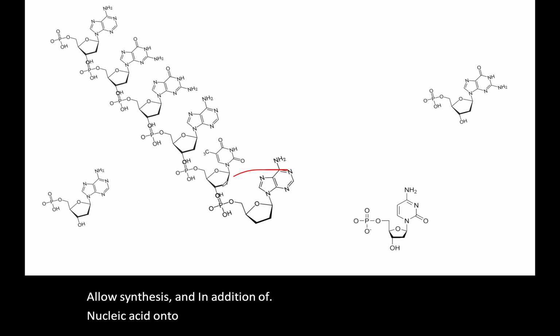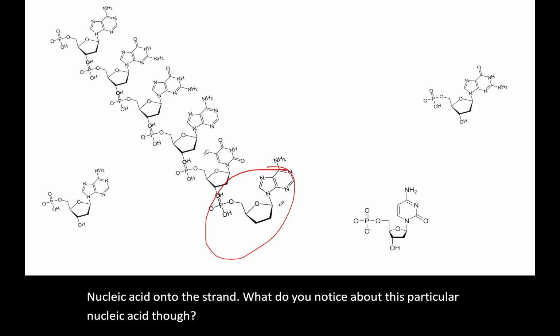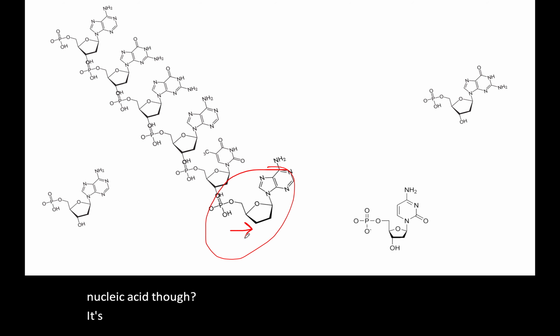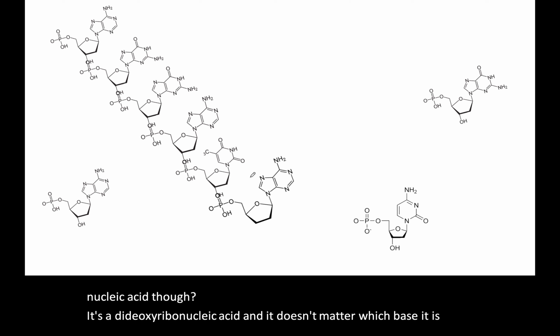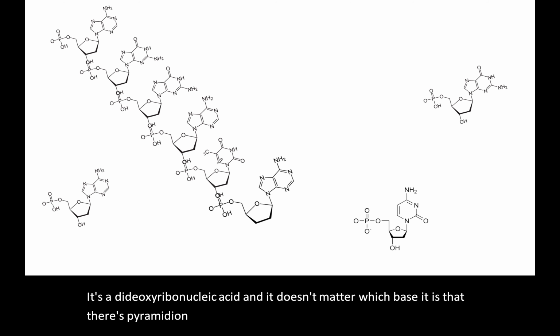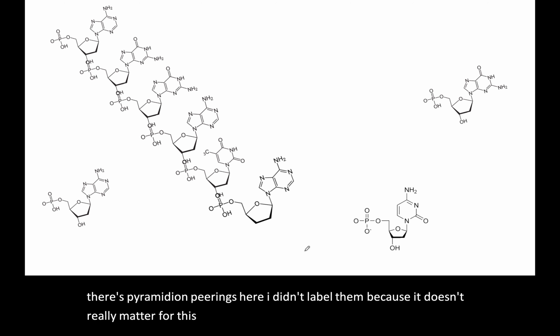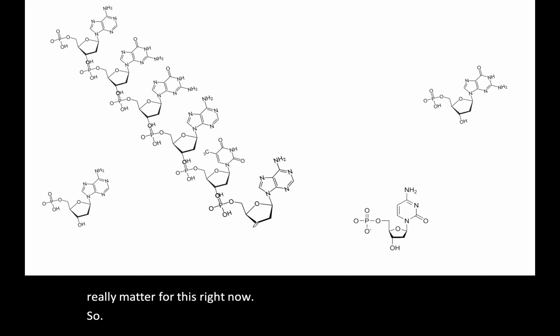What do you notice about this particular nucleic acid, though? It's a dideoxy nucleic acid. And it doesn't matter which base it is. There's pyrimidines and purines. Here I didn't label them because it doesn't really matter for this right now. So this is dideoxy, meaning that it is lacking two hydroxyl groups. So what does this mean when I try and add on another nucleic acid? What kind of reaction will occur? Or better, what kind of reaction won't occur, and why?